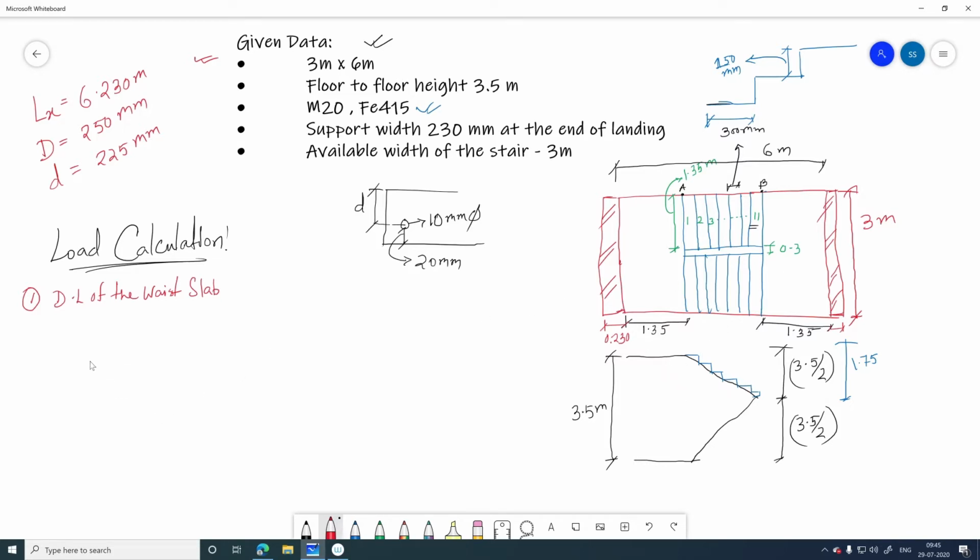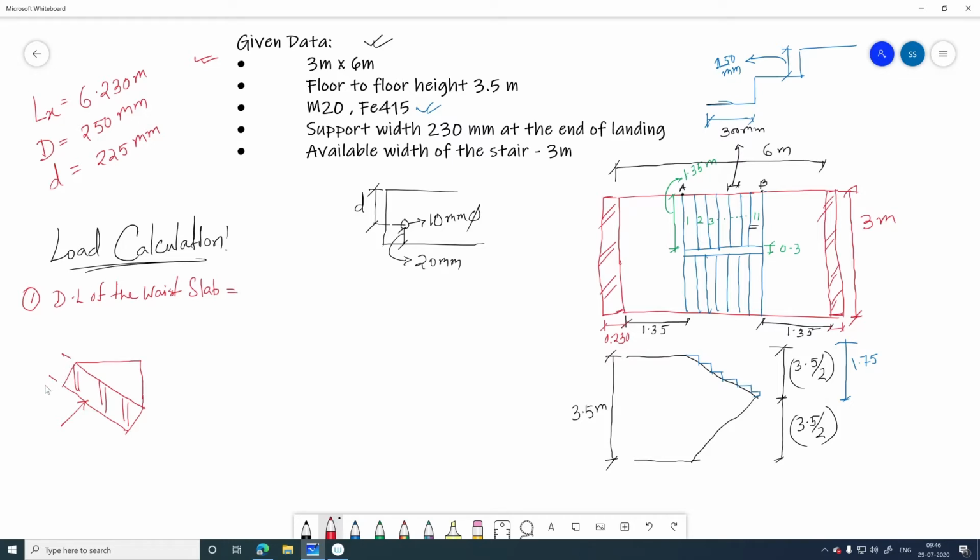look over here, if we consider a single step, suppose consider this is the single step. So below the step we have a slab, right? So this particular portion is the waste slab. So we need to determine the dead load of the waste slab. So for determination of this waste slab, we need to know the following dimensions.